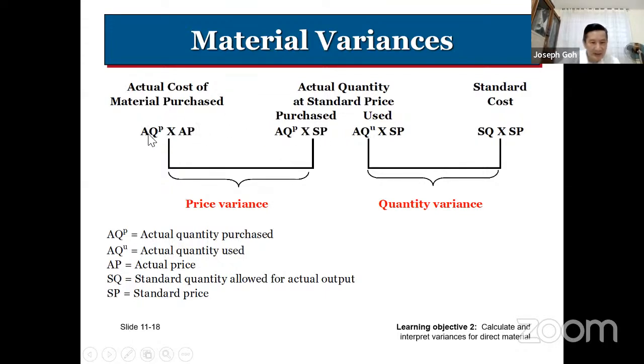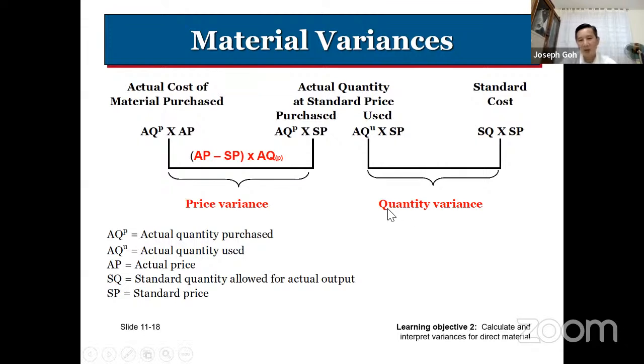So you can see that this is a repeat on the left hand side. So to simplify it, just use the actual price minus standard price times actual quantity purchased. Yeah, simple as that. So this is the summary of the computation for price variance. That means the actual price compared to the standard price times the quantity of the raw material you purchase.